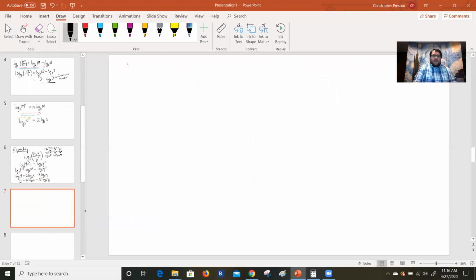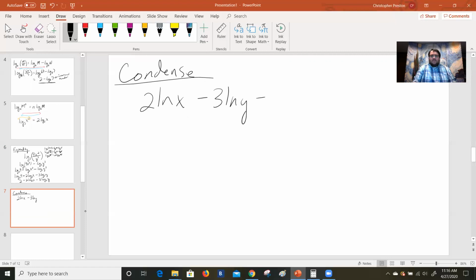The other side of that is to condense the expression, or sometimes we'll say write it as a single logarithmic expression. And it's basically going the other way. So I'm going to do this problem. I'm going to show you one way, and then I'll kind of talk about another one. So let's say I have 2 ln x minus 3 ln y minus ln z, okay? And I want to squash all those into one logarithm.